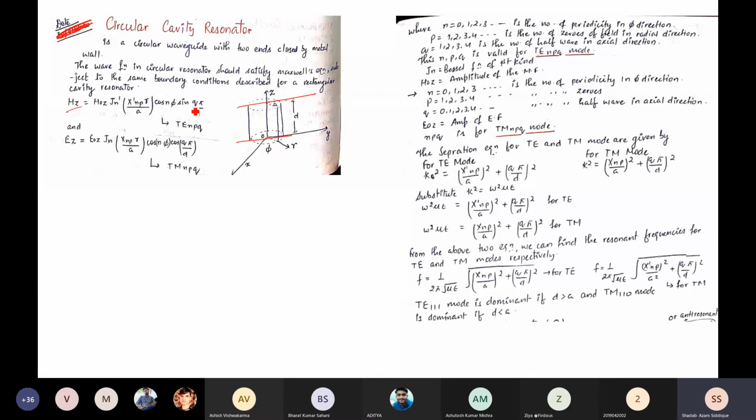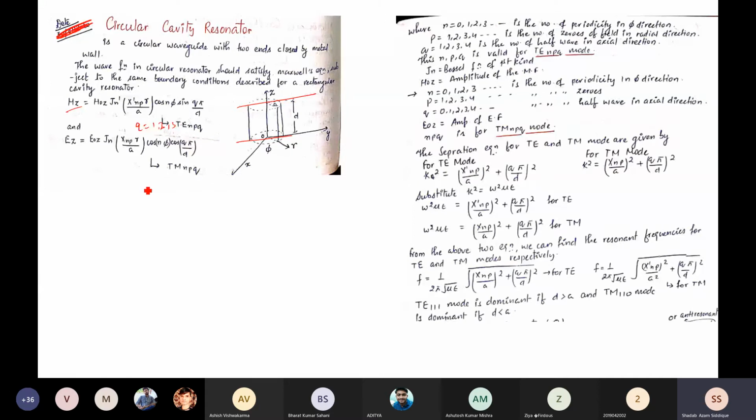So that means q should be starting from 1, 2, 3, dot dot dot for one case, and here q should be starting from 0, 1, 2, 3. So according to this we can find the dominant mode. So this is TE NPQ. So N will be there, P will be there, and Q will be there.